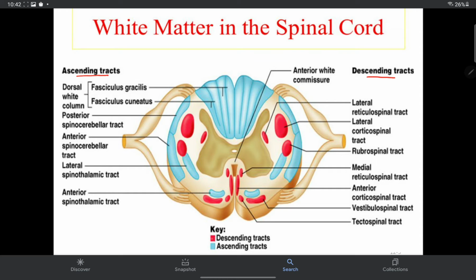So the one marked with red is the descending tract and the one marked with blue is the ascending tract. So we have the anterior white column, the lateral white column, and the posterior white column.